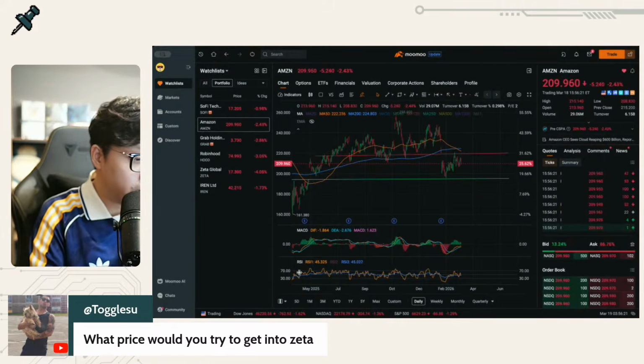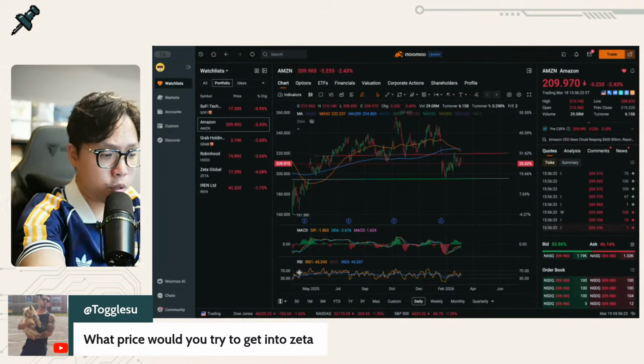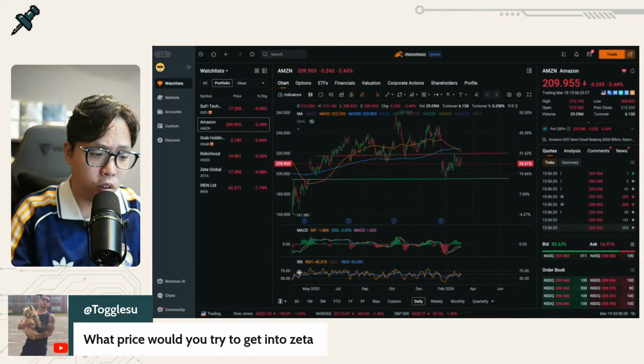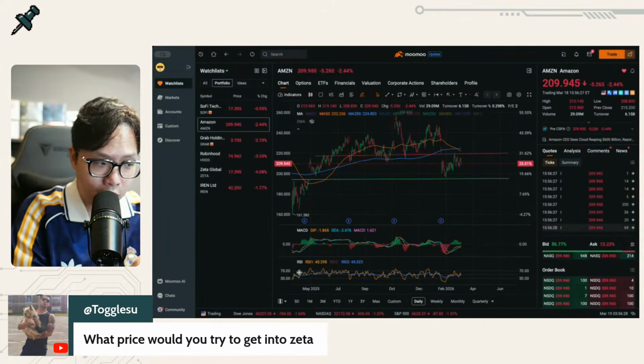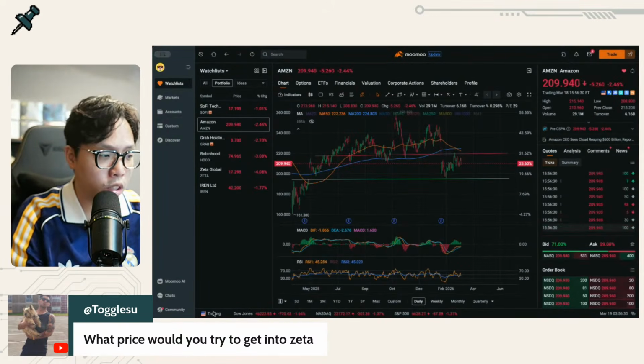There are two companies for me that are going to be the cornerstone of this portfolio, and that is Amazon and SoFi. So that is going to be the top two positions over here.